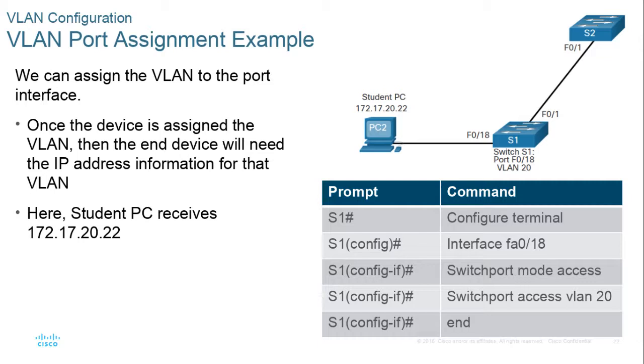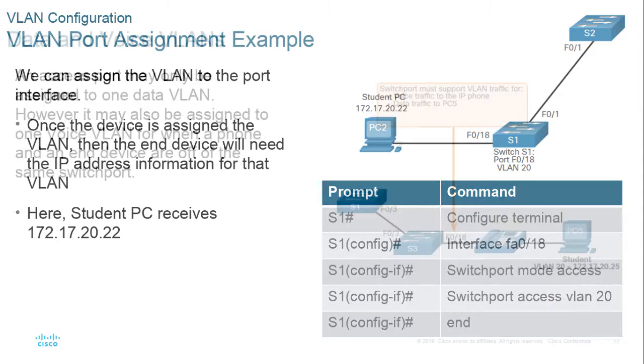So we're going to assign the VLAN to the port interface, and then the end device will use the IP address information for that. So he's created VLAN 20. It's going to port 18, which goes to the student here. Config terminal, interface Fa0/18, switchport mode access, switchport access VLAN 20. And they made that VLAN ID correspond to the third octet of the IP address. So when you troubleshoot this stuff later, it's one less thing to confuse you. We'll use this later in the next chapter also when we configure the router. We're going to make the numbers add up.